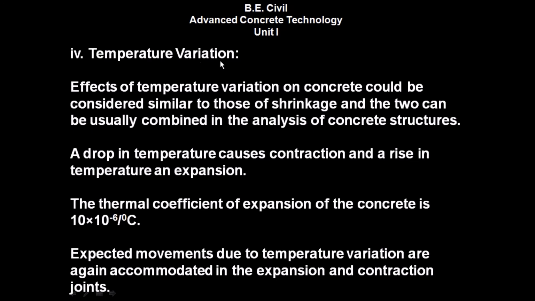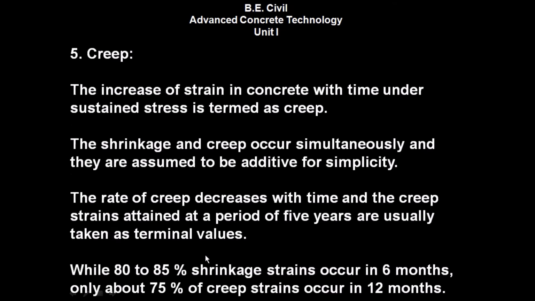Fourth is the temperature variation. Effects of temperature variation on concrete could be considered similar to those of shrinkage, and the two can usually be combined in the analysis of concrete structures. A drop in temperature causes contraction and a rise in temperature causes expansion. The thermal coefficient of expansion of concrete is 10 × 10^-6 per degree Celsius. Expected movements due to temperature variation are again accommodated in expansion and contraction joints.